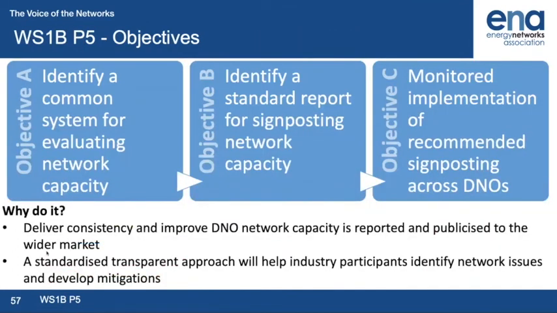Here we've got more information on the objectives of Workstream 1B Product 5. It was set up in March this year with three objectives. The first two are about standardising how network capacity is evaluated and how these indications are shared. And then the final objective concerns the actual implementation of the standardised approach that we develop.